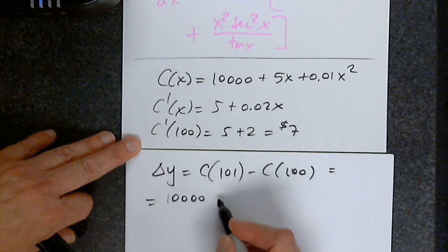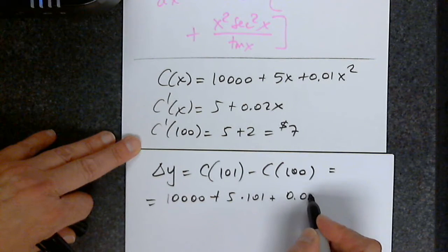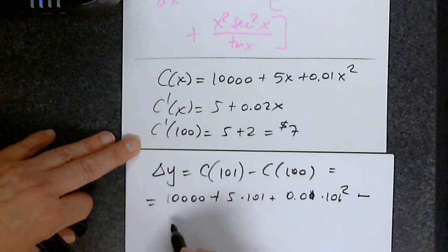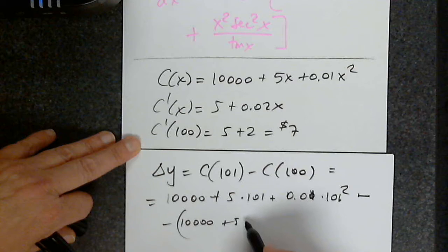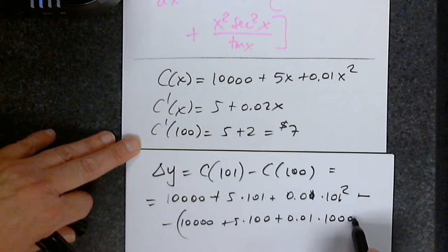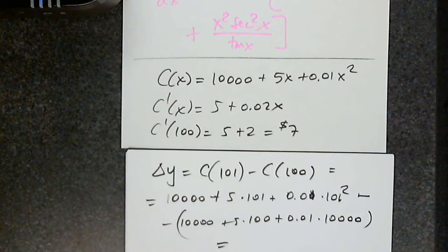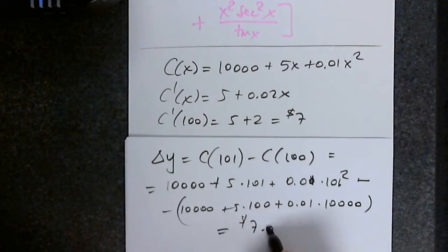So after you plug it in, 10,000 plus 5 times 101 plus 0.01 times 101 squared minus 10,000 plus 5 times 100 plus 0.01 times 100 squared. So when you get this number, it should be very close to 7. How much did we get? 7.01. Okay, so it's 7.01.